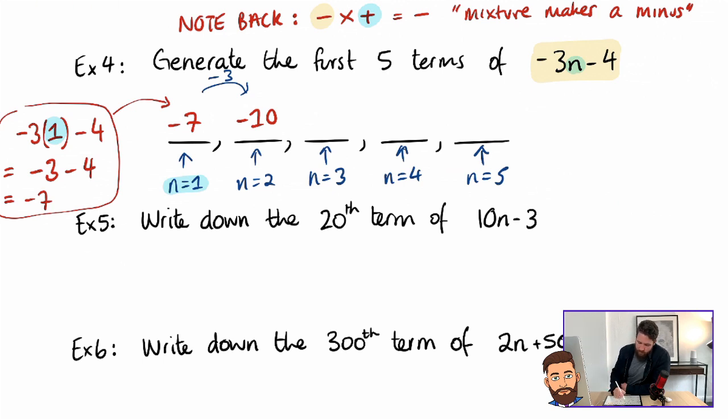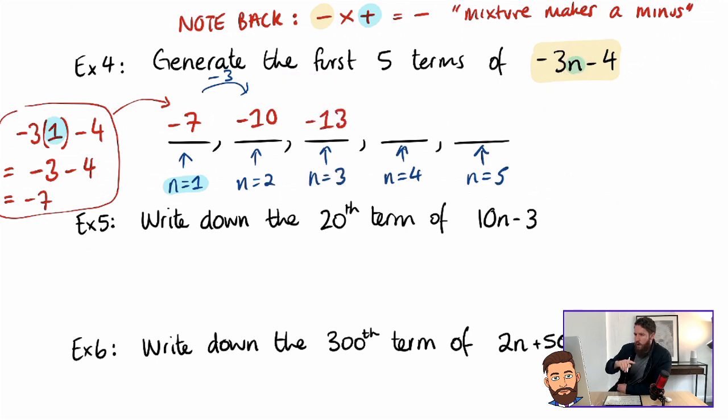So instead of having to substitute in n is 3, which would be minus 3 times 3, which is minus 9, and then take away 4, which would be minus 13. Well, what happens if I just take away 3 from minus 10? I would get minus 13.